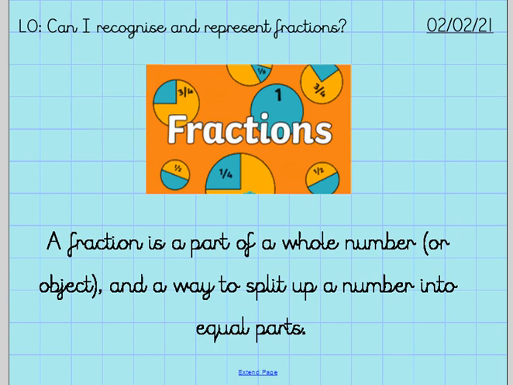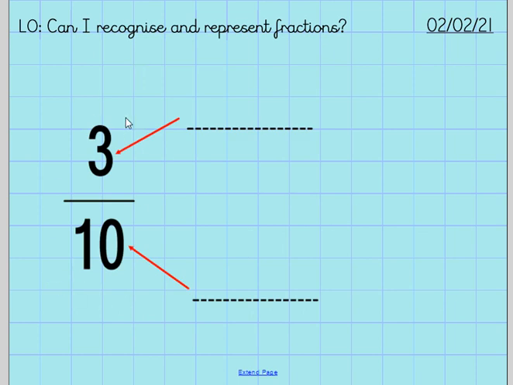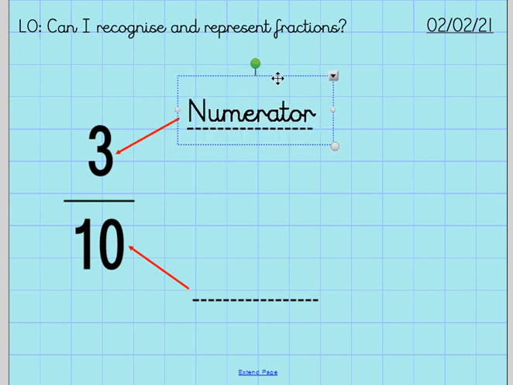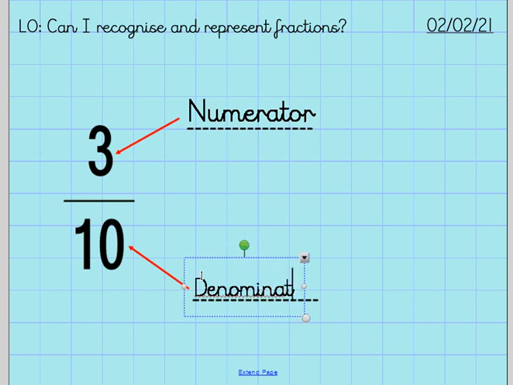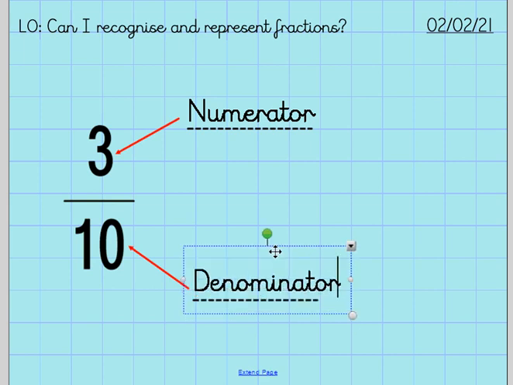Now, a fraction is set out like this, okay? And there's a name for each of these numbers within the fraction. So we would say this as 3/10, okay? 3/10. And the top number in a fraction is always called the numerator. We'll have a look at what that means in a second. So the numerator is the top number, and the denominator is the bottom number. And that's really important for you to remember.